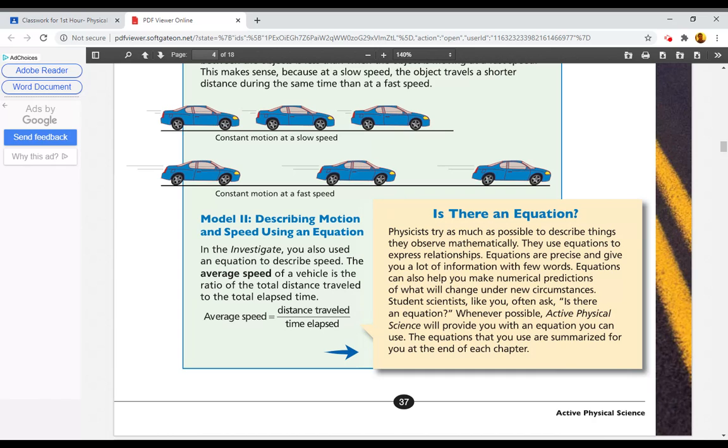Student scientists, just like you, often ask, is there an equation? Whenever possible, Active Physical Science will provide you with an equation you can use. The equations that you use are summarized for you at the end of each chapter. Average speed equals distance traveled over time elapsed. You could also say speed equals distance over time.